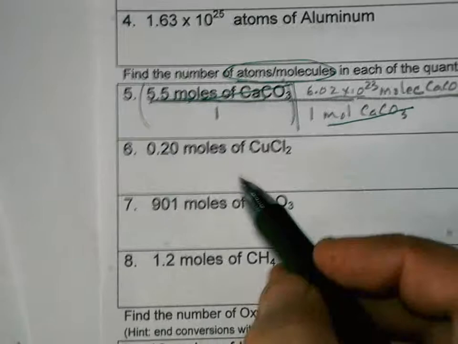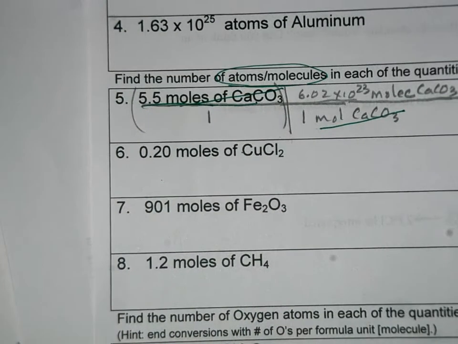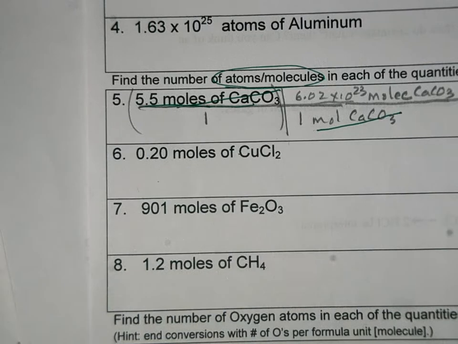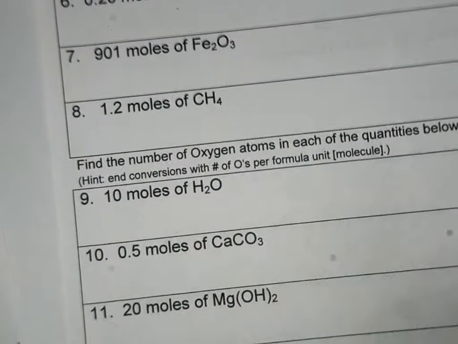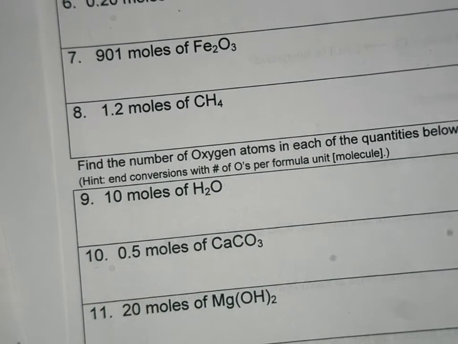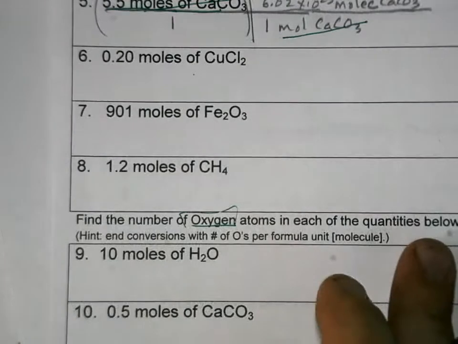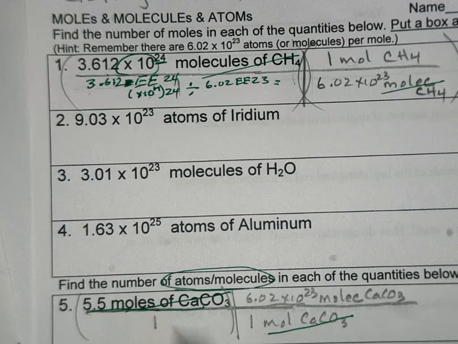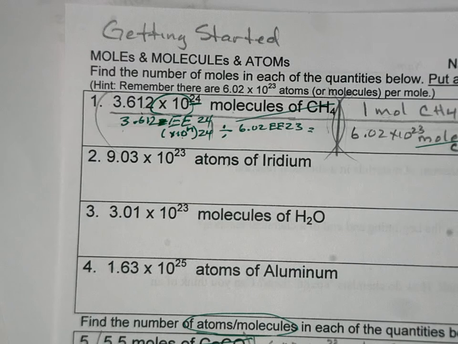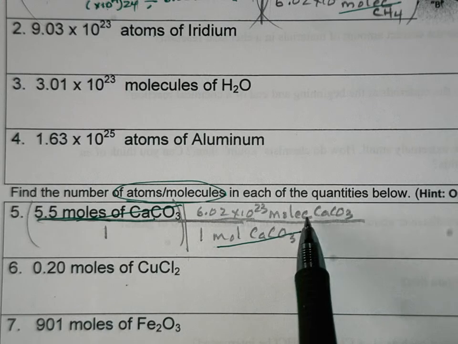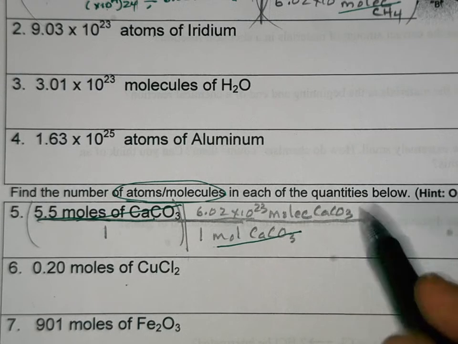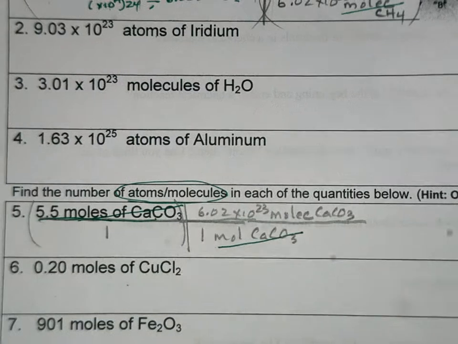Lastly, the next three are very similar. You can really think of this as practicing how to use your calculators. Find the number of oxygen atoms. Now we're looking for the number of oxygen atoms. So we're going to start just like we did here because we're given moles. We're going to start like this, but when we get to the number of molecules, then we've got to do one more conversion, and I'll show you how to do that.